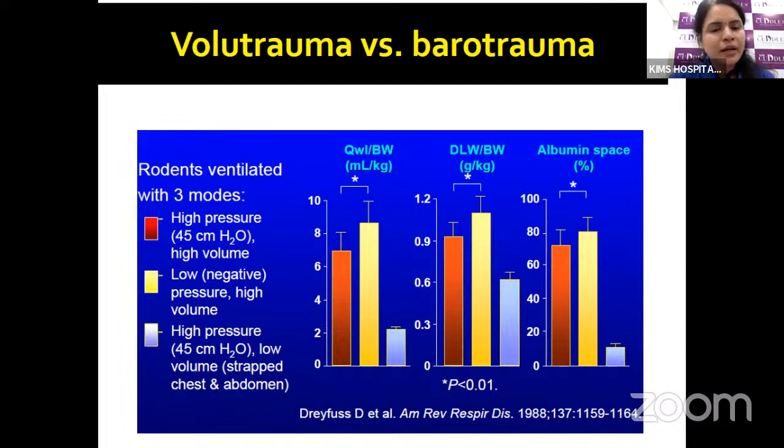The third bar, colored in light blue, were exposed to high pressure, but the chest and the abdomen were strapped tightly so that they were exposed only to low tidal volumes. So this group was exposed to barotrauma, but not to volutrauma.